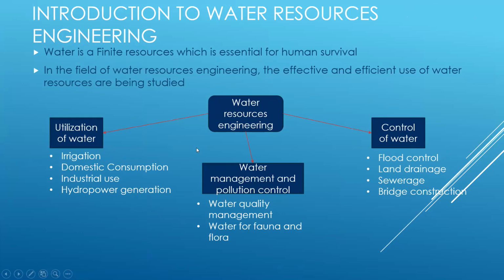Okay, so under water management, water quality management and water for fauna and flora are discussed. Now, it is very important to manage water quality. Otherwise, that water becomes inconsumable, right? Then water for fauna and flora: we need to maintain the ecology in the world. Without ecology, we won't be able to survive.